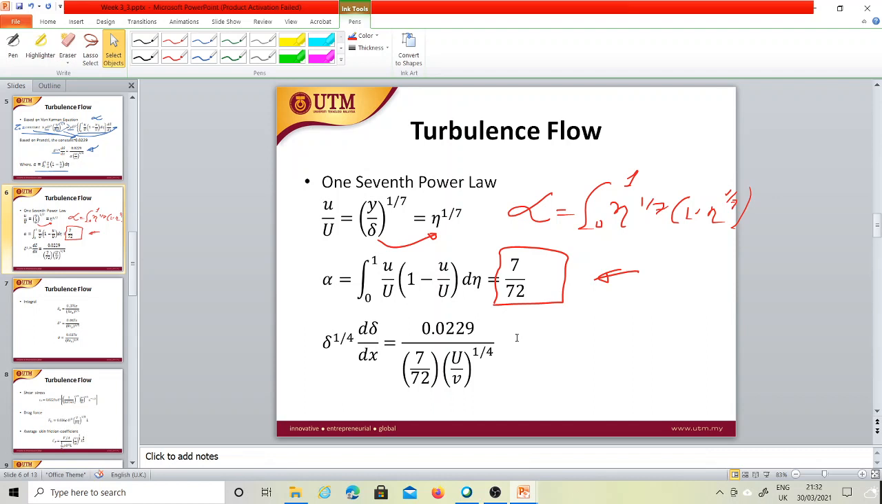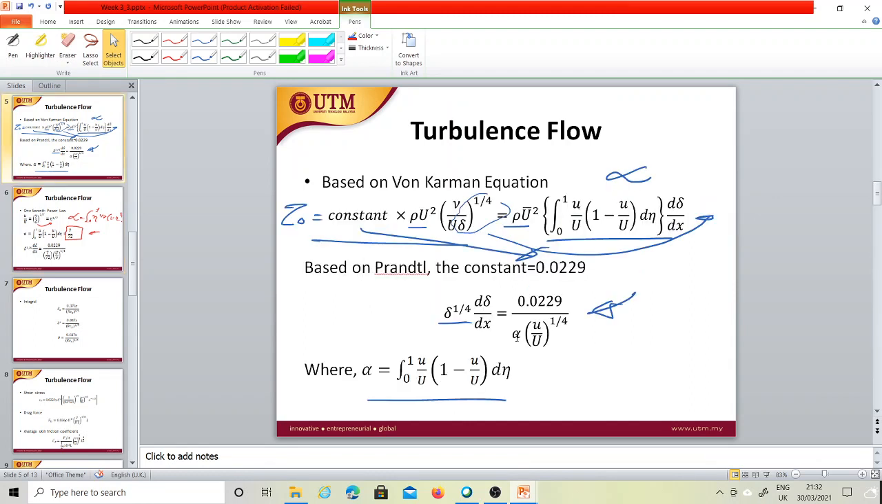I think this one is wrong. Okay, so please forgive me. Sometimes this expression is wrong here. This should be, if I'm not mistaken, I don't know why so many mistakes. u by nu. So u by nu.